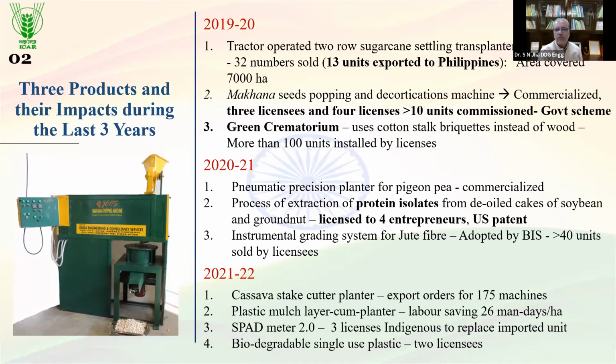Instrumental grading system for jute fiber. There is no standard and no instrument in the jute fiber field, and BIS has adopted it, and around 40 units have been sold by different licensees.